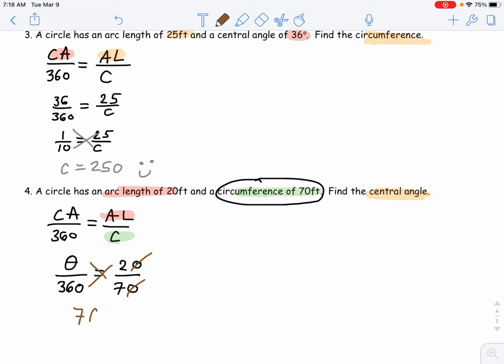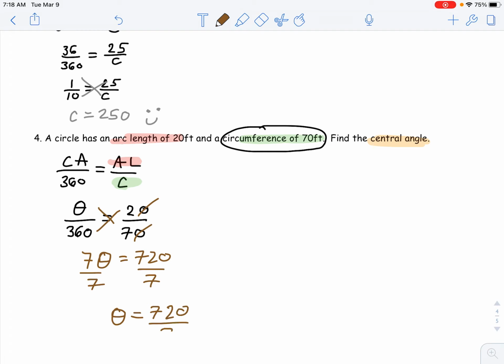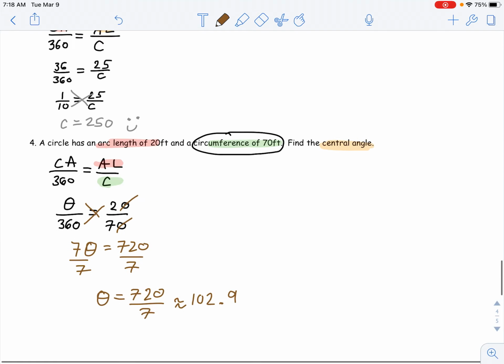Cross multiply, we're going to get 7 theta equals 720. Divide both sides by 7. Theta, that's actually the most exact answer. The central angle is 720 over 7, which is approximately 102.9. All right.